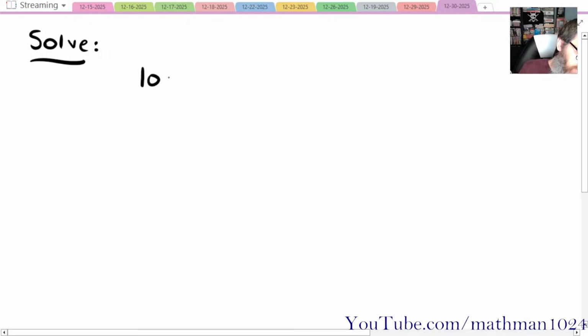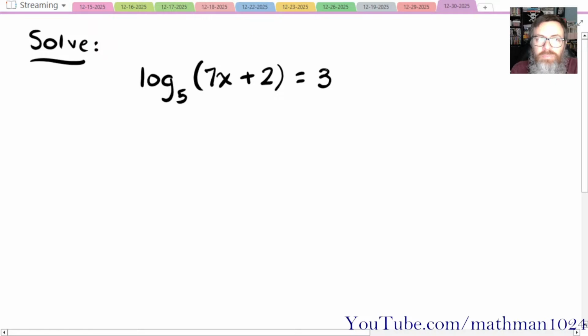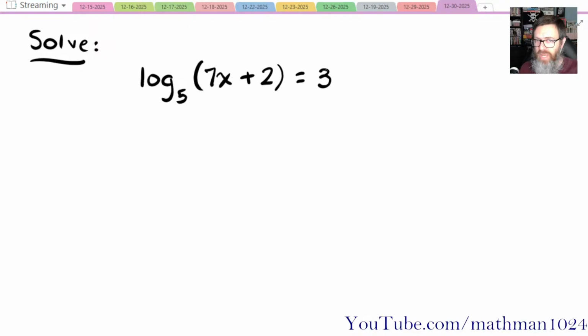So if I have log base 5 of 7x plus 2 equals 3. So I have x that's stuck inside of a logarithm. Now I want to make sure it's very clear where x is and what kind of equation we have.